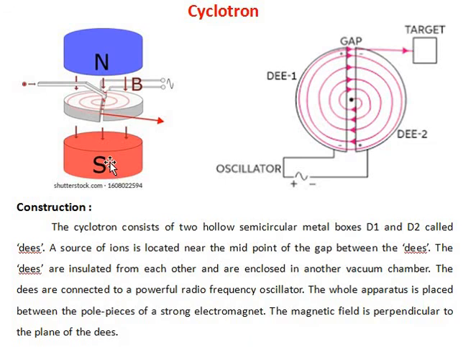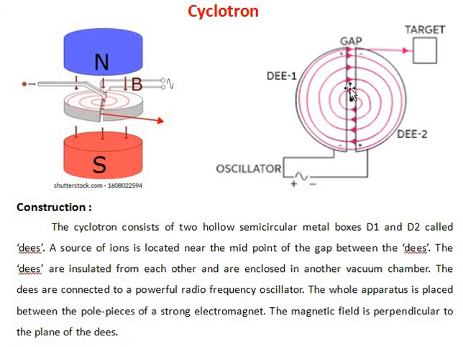You all know that whenever a charged particle enters into a magnetic field, it makes a circular motion. That is a circular path it starts moving in. That thing you already studied. So that is the principle we are using here in order to move the charged particle in a circular path.